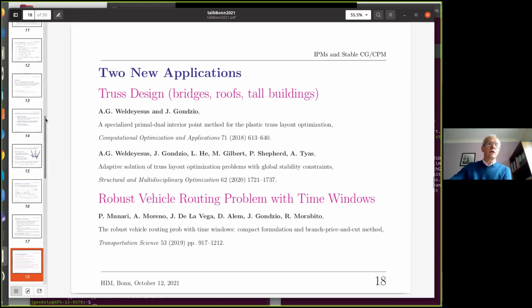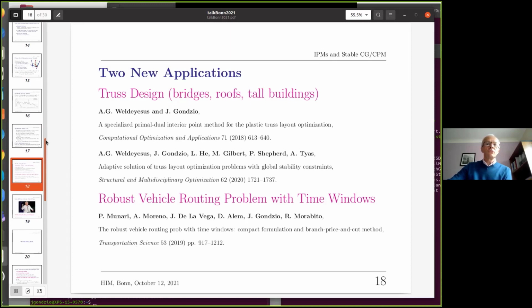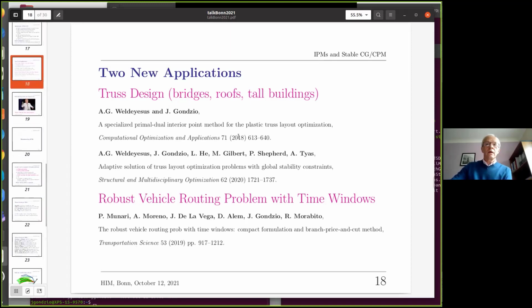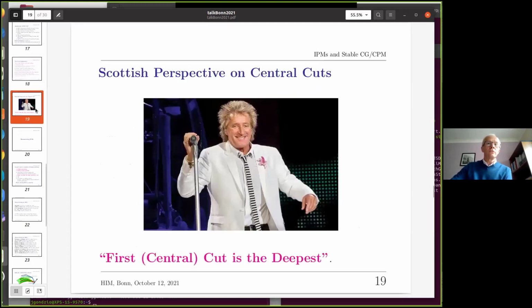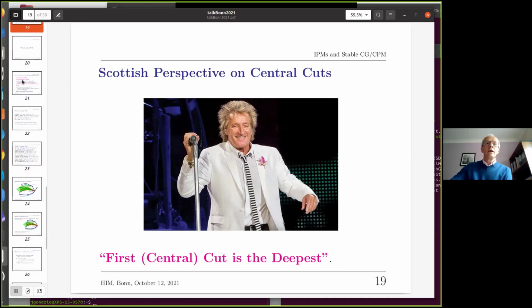But I think it's time to close the thing on column generation and move to warm starting. So I apologize, I couldn't come to the conference, but I thought I would bring you a Scottish perspective on central cuts. So here's Rod Stewart singing, "First cut is the deepest," but of course he certainly means that these are the central cuts, the cuts generated from analytic centers, from the points in the interior point method. Is that actually a theorem? Yeah, well, we need to ask him.